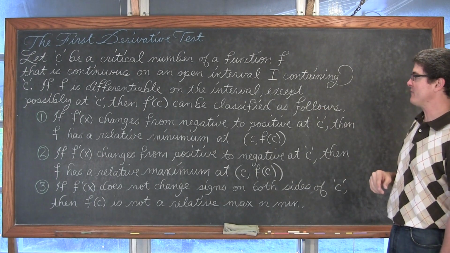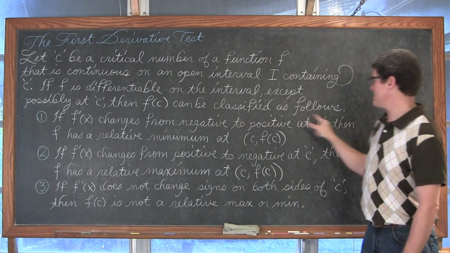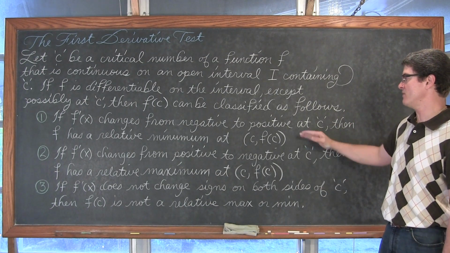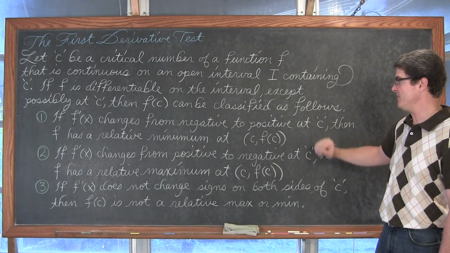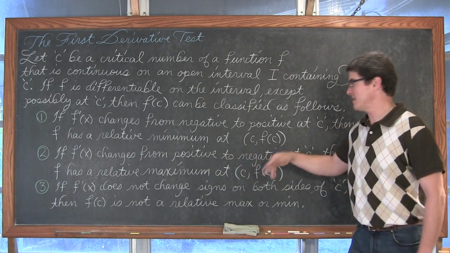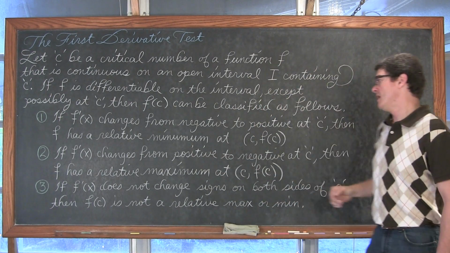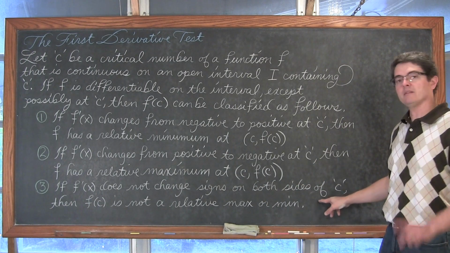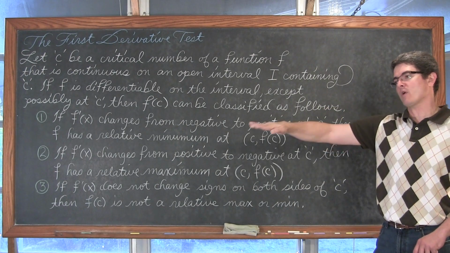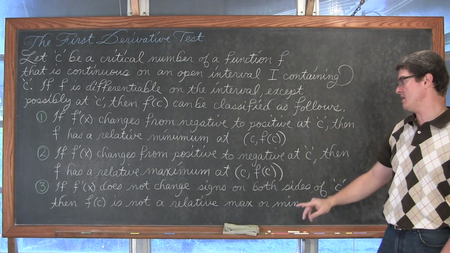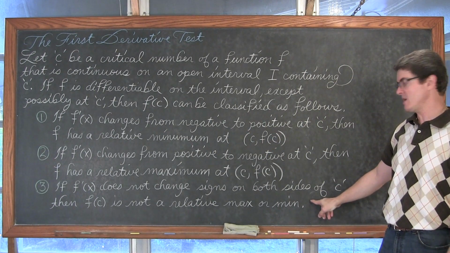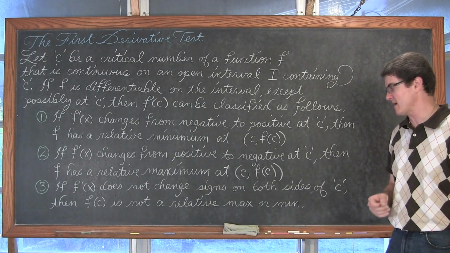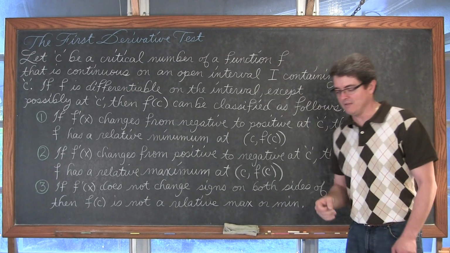If the first derivative f prime changes from negative to positive at c, then the function f has a relative minimum at c, f of c. If it changes from positive to negative, rising and then falling, then you have a relative maximum at c, f of c. And then, like at the very beginning of my diagram where it rose, leveled off, and rose again, if the first derivative does not change sign on both sides of c, then f of c is not a relative max, nor is it a min.